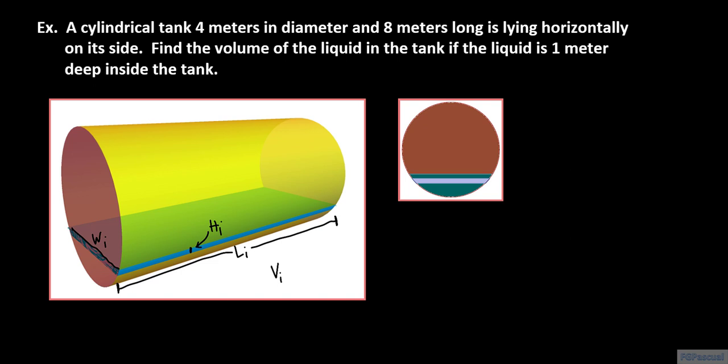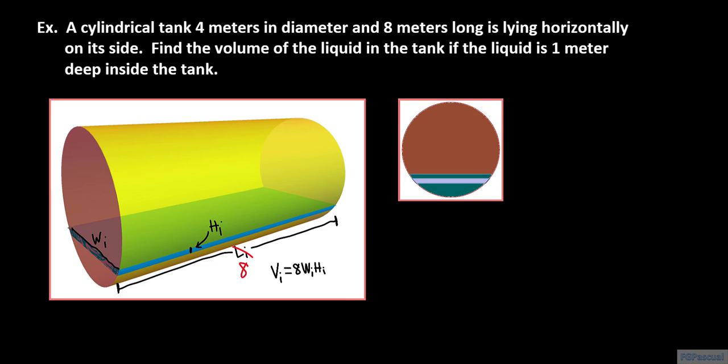The length of each section is just the length of the tank, which is 8 meters. Therefore, V sub i is equal to 8 times W sub i times H sub i. By the way, we take W sub i to be the width of the top part of the section.